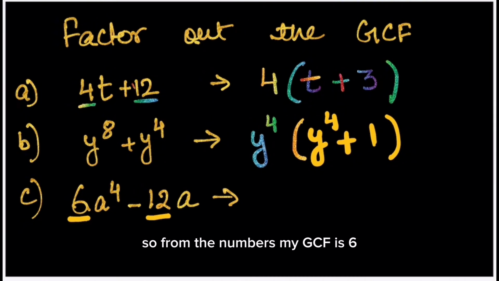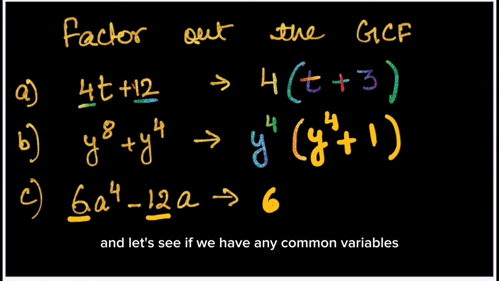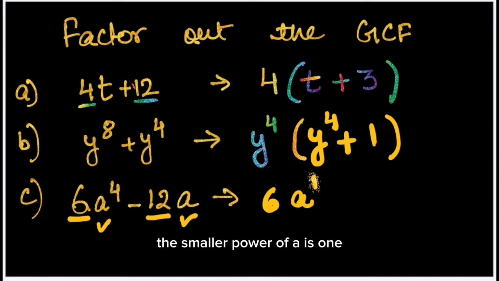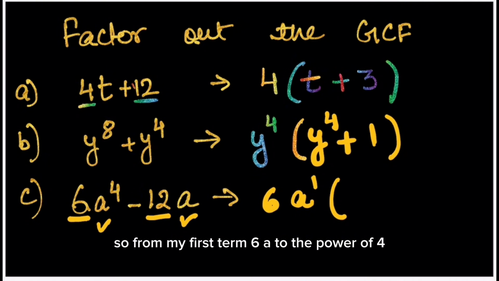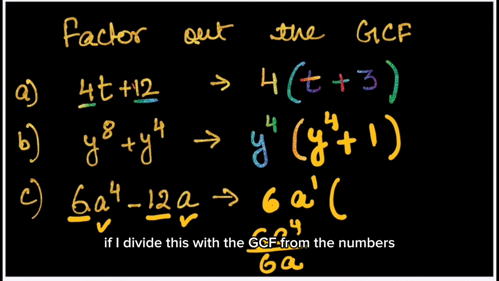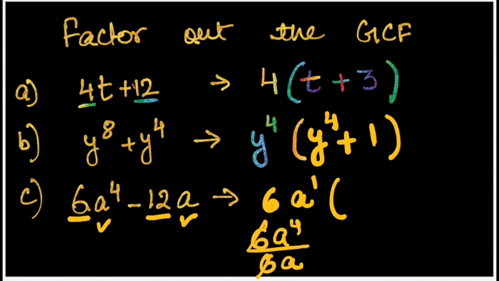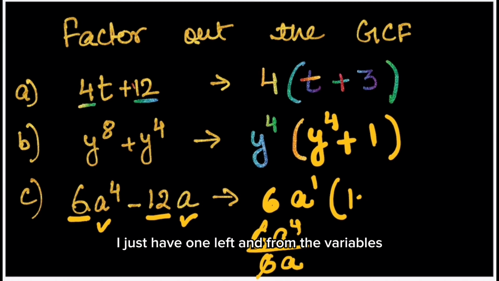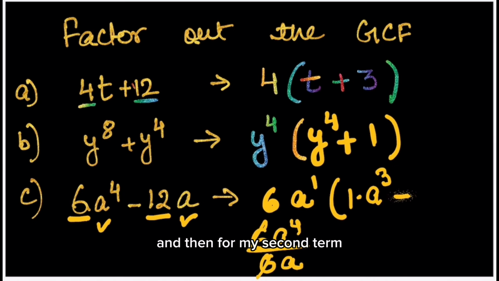So from the numbers, my GCF is 6. And let's see if we have any common variables. So a is a common variable. The smaller power of a is 1. My GCF is 6a to the power of 1. So from my first term, 6a to the power of 4, if I divide this by the GCF, from the numbers I just have 1 left. And from the variables, I need 4 powers. I already took out 1. So a to the power of 3. And then for my second term, if I divide that by my GCF, I will only be left with 2.